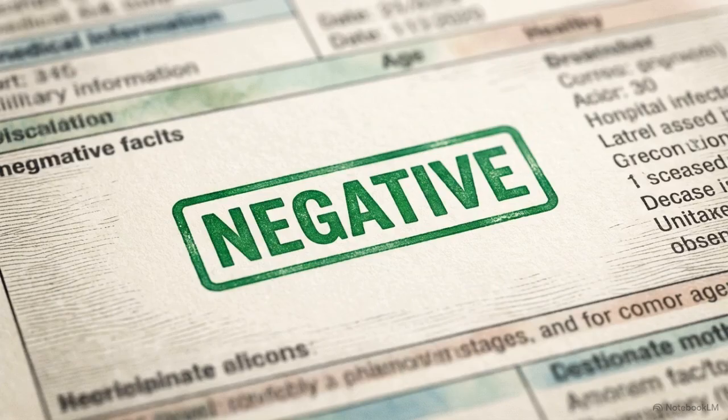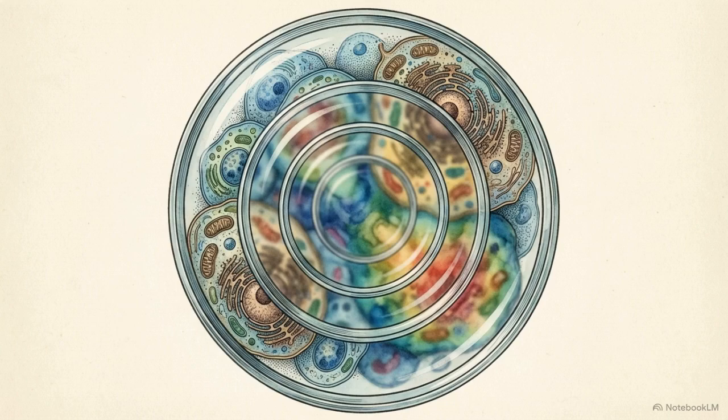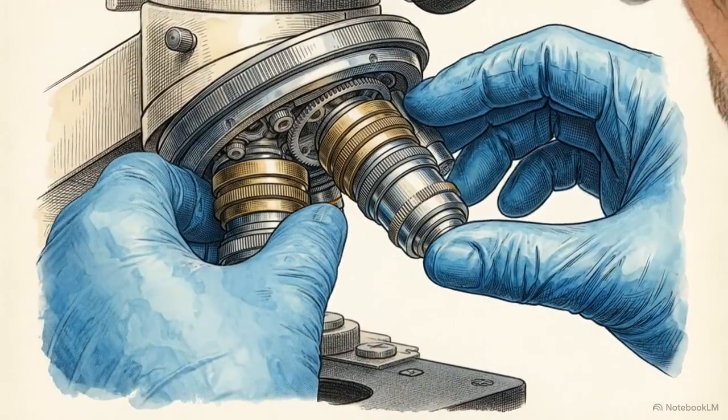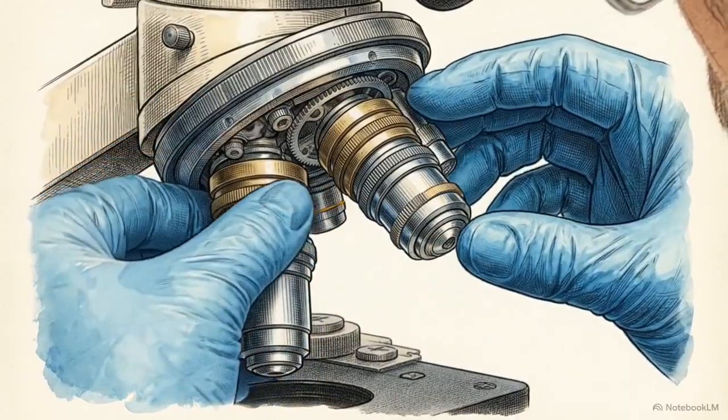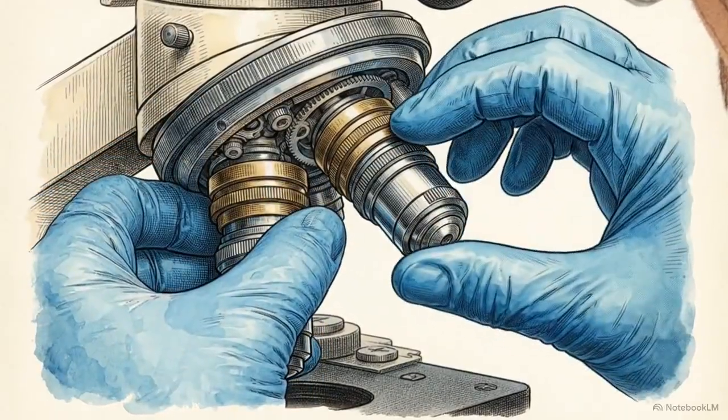A normal result on any of these tests does not provide a clean bill of genetic health. It only proves the absence of anomalies at that specific focal length. Precision medicine relies on a clinician's ability to deduce the physical size of the genetic error and deploy the exact right lens to find it.